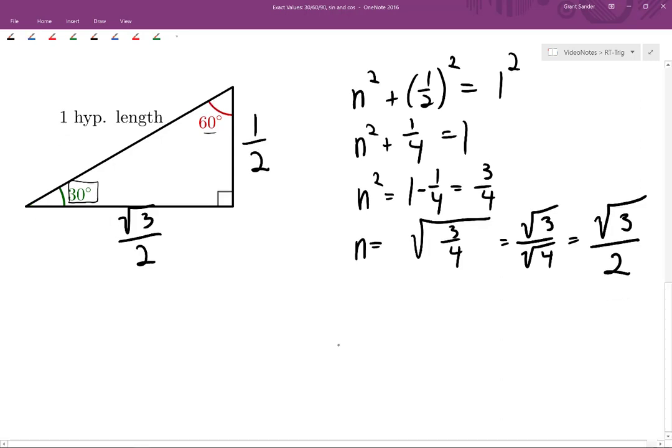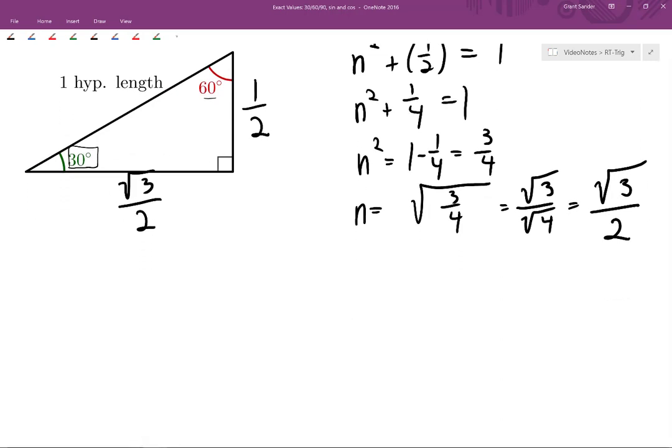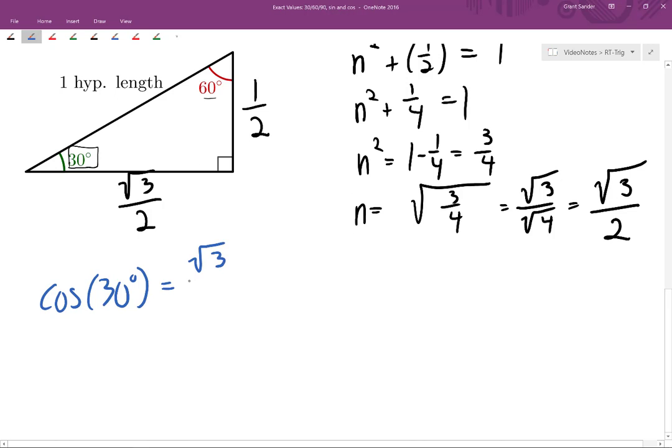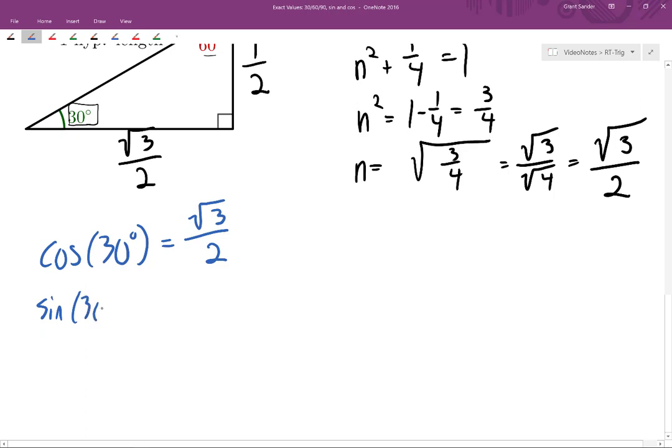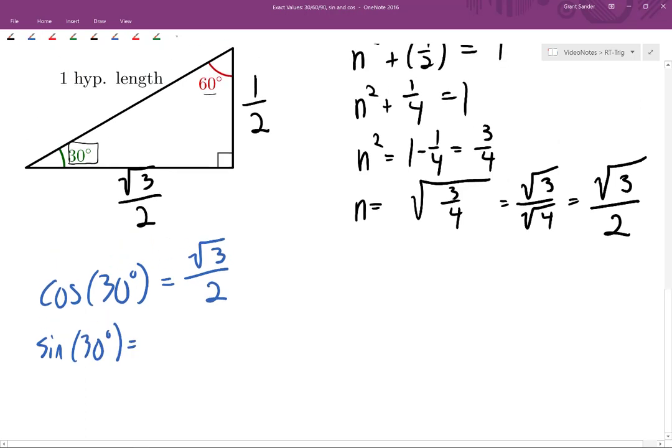So let's see how this relates to the sine and cosine functions. We can look at cosine of 30 degrees. Cosine of 30 degrees will give us the length of this horizontal side measured in hypotenuse lengths, and we know that that horizontal side is square root of 3 divided by 2 hypotenuse lengths long. And therefore, cosine of 30 is equal to square root of 3 divided by 2. On the other hand, sine of 30 degrees will give us the vertical side length measured in hypotenuse lengths. We know that that's 1/2. Therefore, cosine of 30 degrees is equal to square root of 3 divided by 2. Sine of 30 degrees is equal to 1/2.